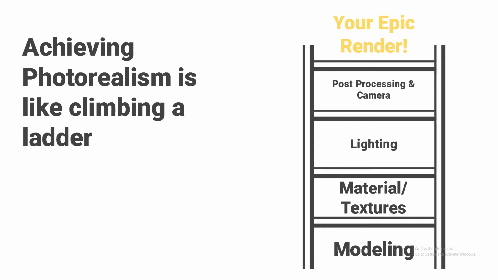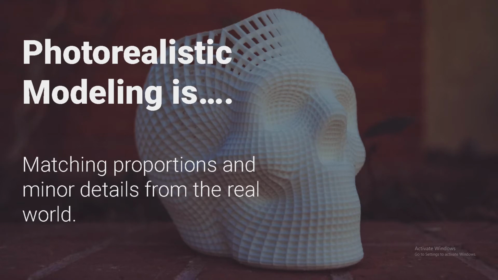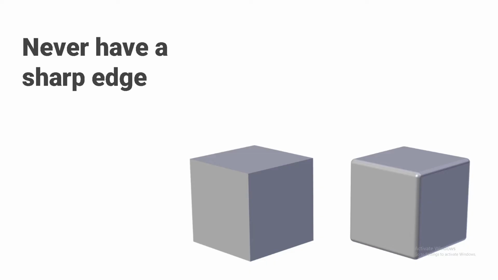So starting from the bottom, what is photorealistic modeling? Photorealistic modeling is matching the proportions and minor details from the real world. Here are some simple tips to achieve this. First thing is to never have an unfilleted edge. Not having a fillet can prevent certain highlights from appearing within the model and can make it look flat. All edges in nature have some sort of fillet on them, so to achieve a photoreal model, you have to make sure to add those fillets in.